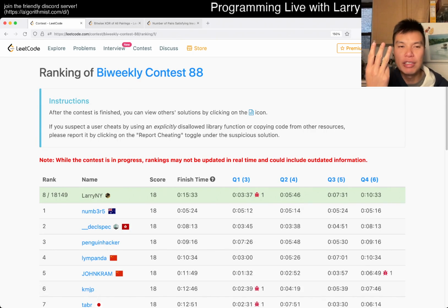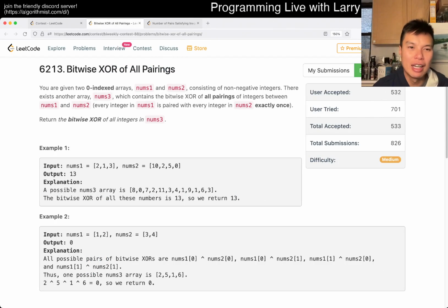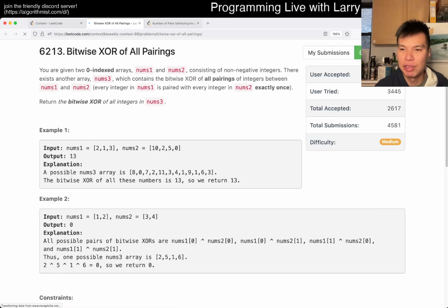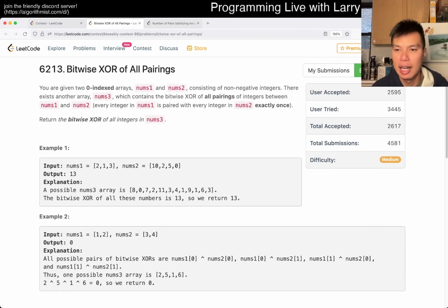This is me going over Q3 of the bi-weekly contest 88, Bitwise XOR of all pairings. Let me actually refresh real quick so I could see. A lot of people did get it actually.